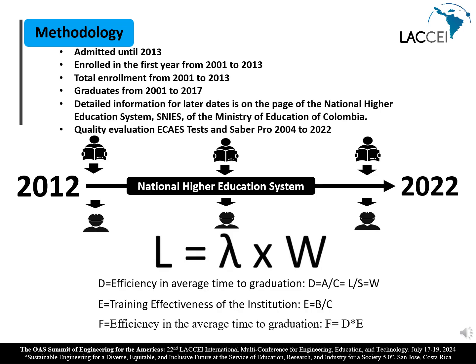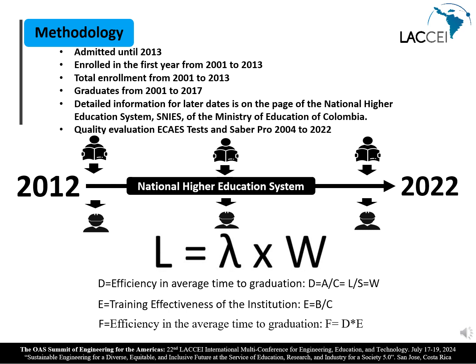Continuing with the methodology, the data used in this case are, for example, those admitted until 2013, and those enrolled in the first year from 2001 to 2013. Other base data is total enrollment from 2001 to 2013. Other data is graduates from 2001 to 2017.